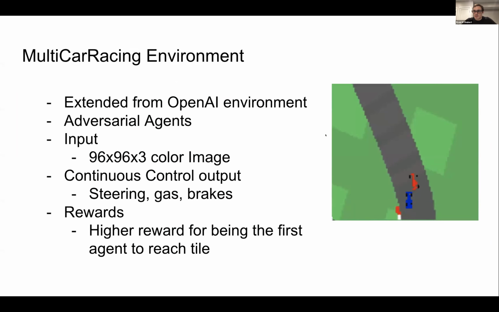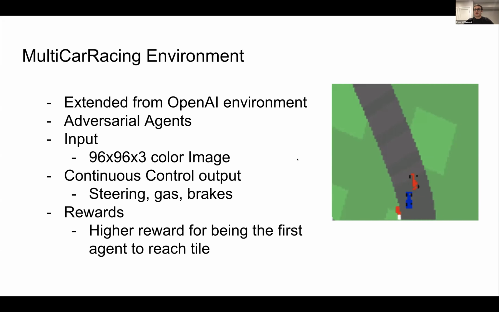So first, the observation space is just a 96 by 96 by 3, standard pixel image, RGB channels. The action space is size 3, continuous for steering, gas, and brake. And then we are using this in a multi-agent case, so we want to make it adversarial.